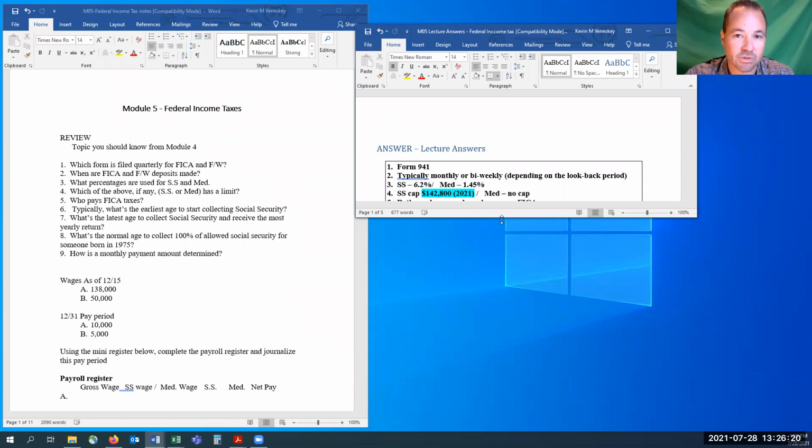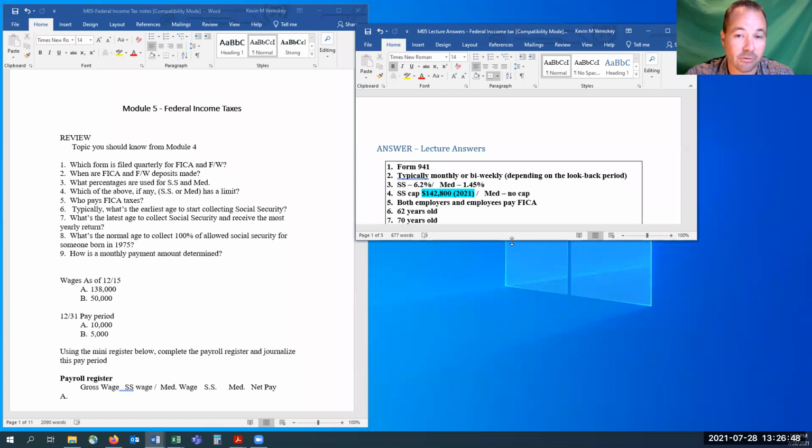Typically, the earliest age to collect Social Security would be 62. The latest age to collect Social Security would be age 70. And the normal age for anybody born after about 1960, or is it 65? I can't remember. I think it's 1960. Basically, anybody in this class, with a few exceptions, if you're a little older, that's fine. That's if you didn't know, tuition is free for those that are 60 and older at Ivy Tech. For number 8, the answer there, normal retirement age would be 67.